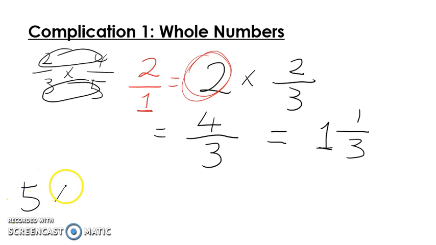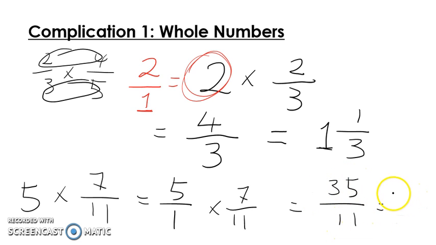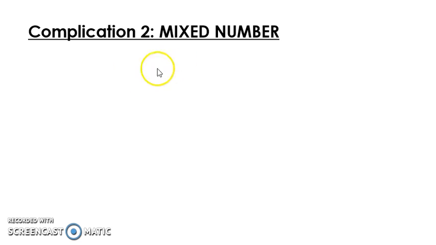What is 5 times by 7/11? Or 7/11th. So that would equal to 5 becomes 5 over 1 times by 7 over 11. So 5 times by 7, which equal to 35. 1 times by 11, which equal to 11. Mixed number, 3 and 2/11th. Complication number 2, what if we have mixed number?